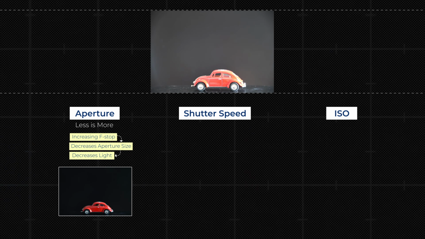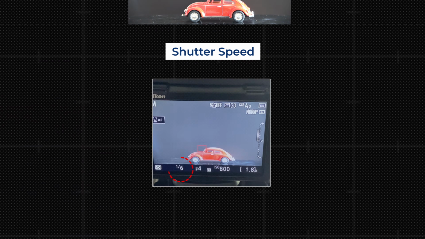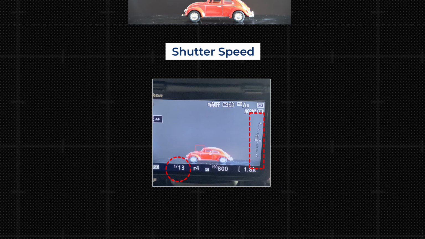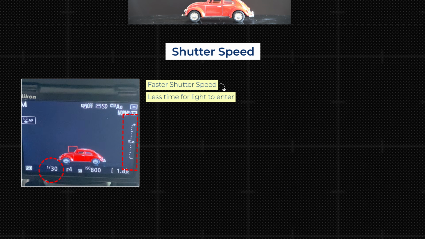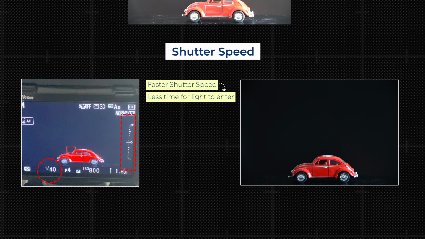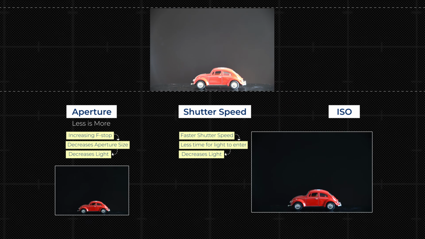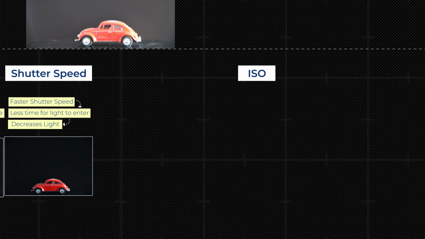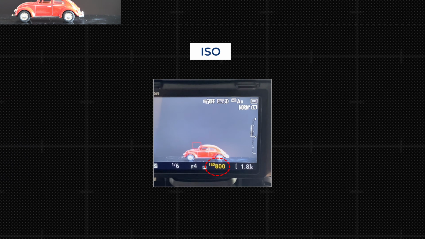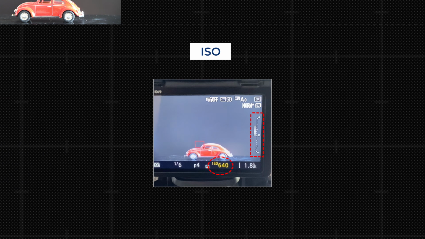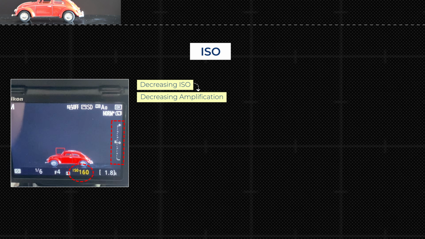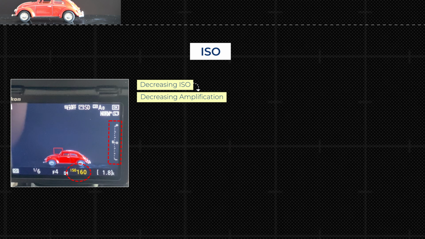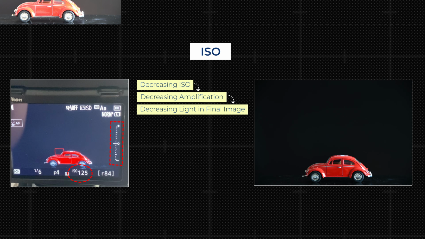Now coming to case number 2. This time I'm going to make my shutter speed faster, because the faster the shutter speed, the less time is available for the light to enter the camera. And finally coming to the third tool, which is ISO. This time I'm going to decrease my ISO, because decreasing the ISO means decreasing the amplification, which results in less light in the final image.